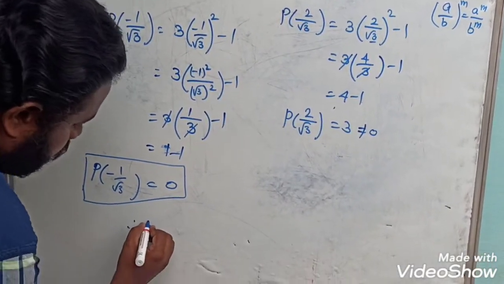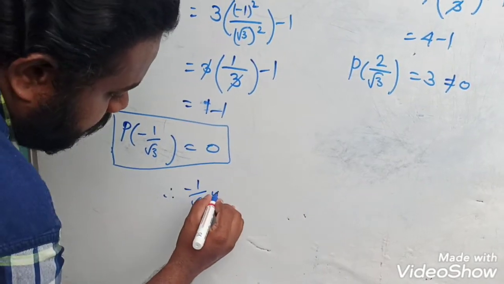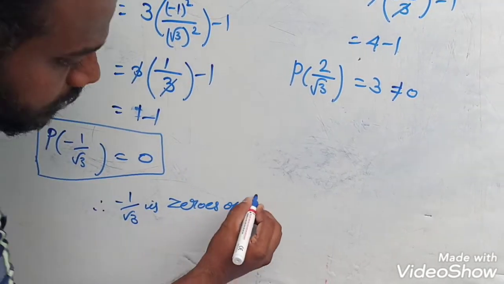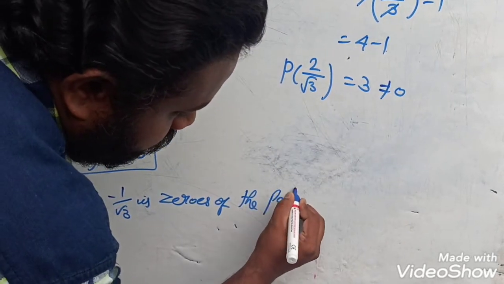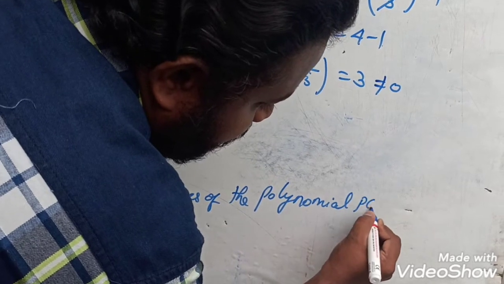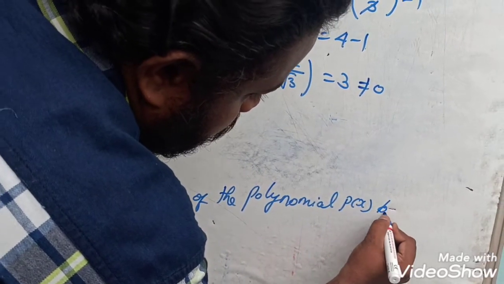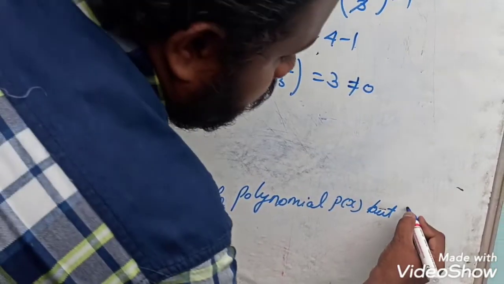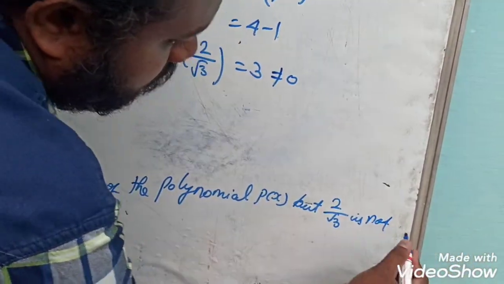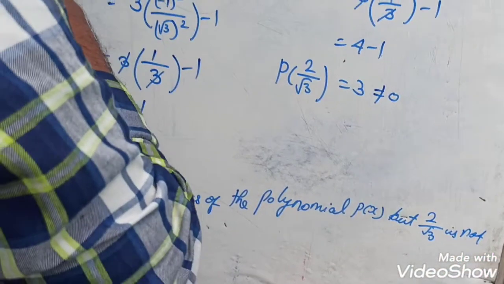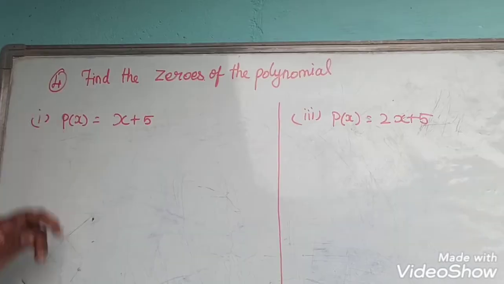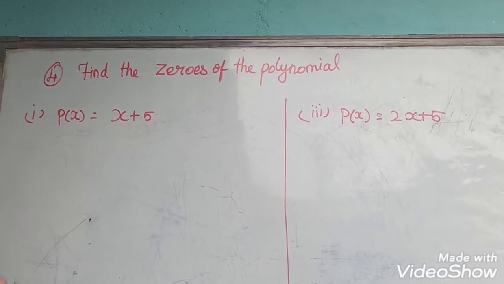Therefore, minus 1 by root 3 is a zero of the polynomial given expression P of x, but 2 by root 3 is not, because it's not equal to 0. Next we move on to Roman letter 4, find the zeros of the polynomial.